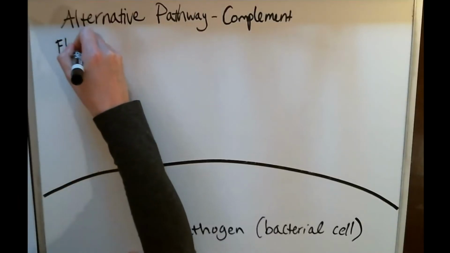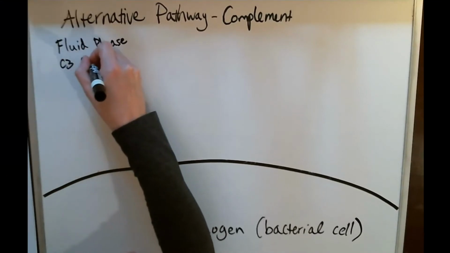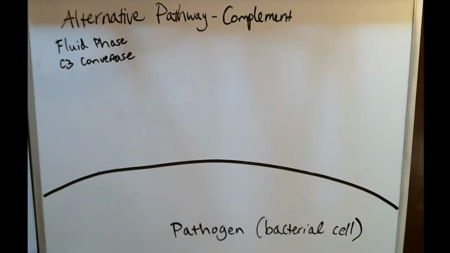So the fluid phase C3 convertase is going to result in generation of a C3 convertase that's going to remain in the blood. And the main role of this fluid C3 convertase is to make more C3b that can go on and be used to bind to the membranes of pathogens. Remember, C3b is an opsonin. So this fluid phase is really just to produce a lot of C3b in the blood that can circulate and go and bind the membrane of pathogens.